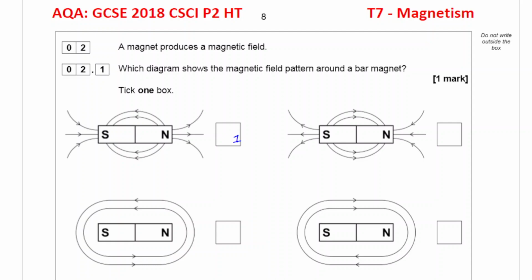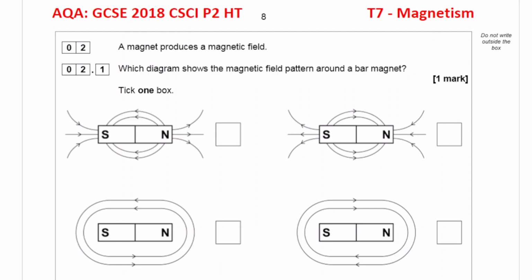In this video, I'm going to go through the AQA Combined Science Physics Paper 2 High Tier from 2018. Question number 2 is on the topic of magnetism. A magnet produces a magnetic field. Which diagram shows the magnetic field pattern around a bar magnet?